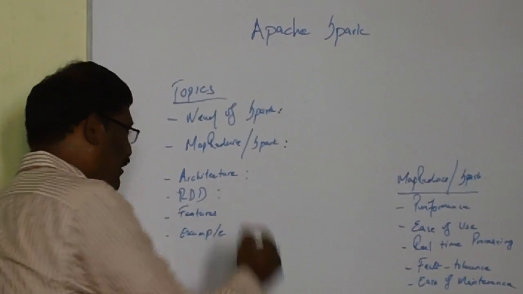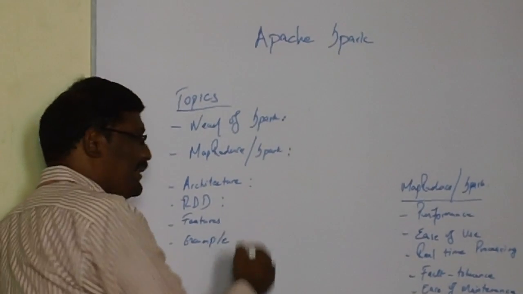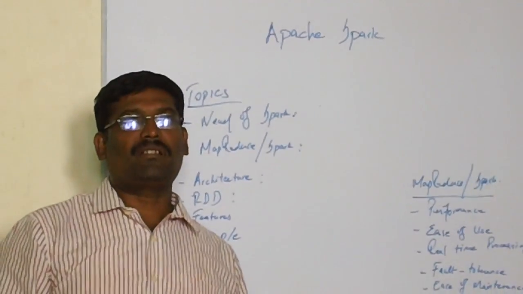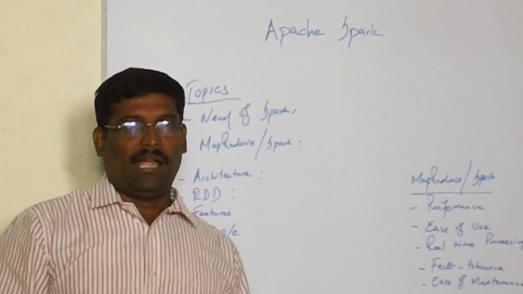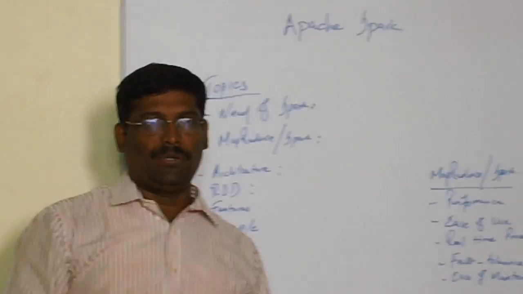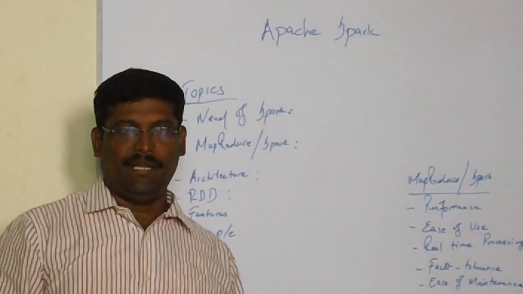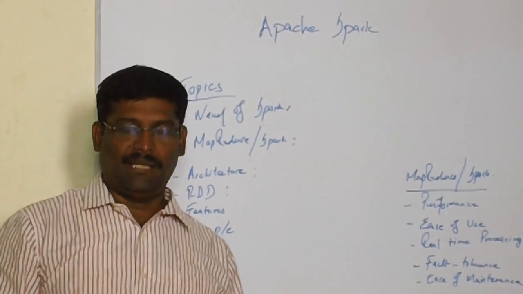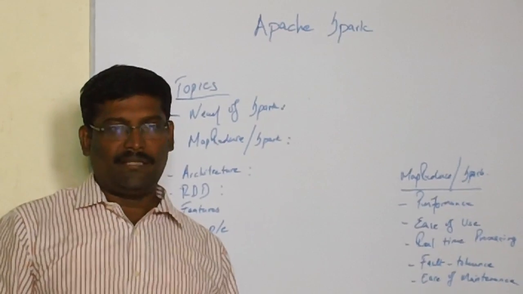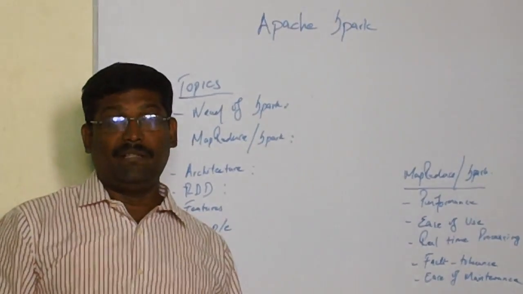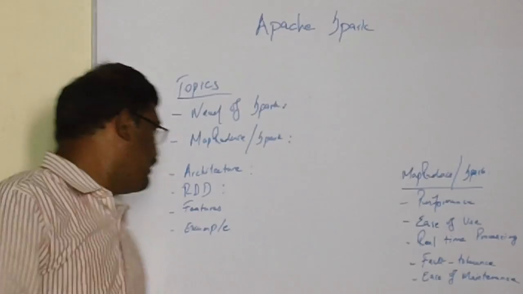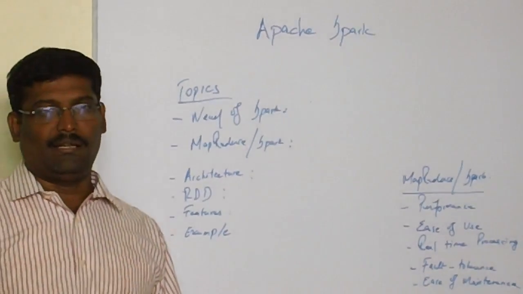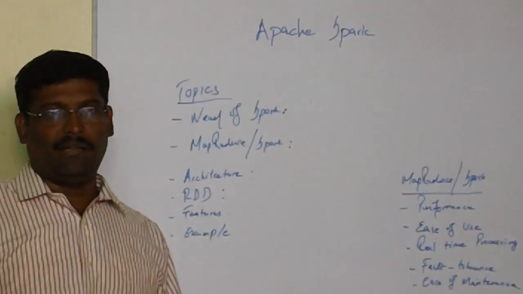Then RDD. RDD is a resilient distributed dataset. This is the core concept of Apache Spark. I mean, the data is stored as RDD, partitioned into RDDs. This is a logical collection of data in Spark. Hence, we need to have a little bit deeper knowledge of RDD. Then, some of the features we are going to discuss on Spark, followed by the RDD.